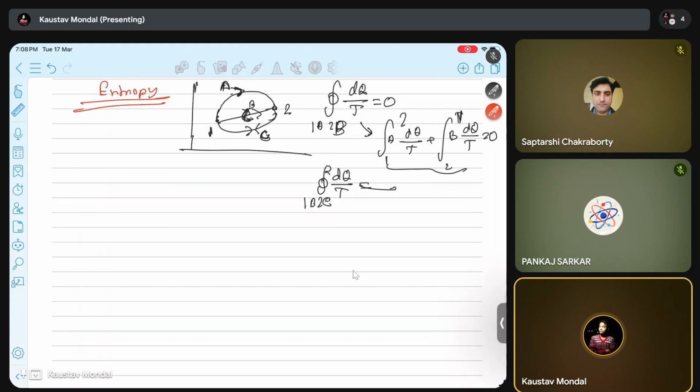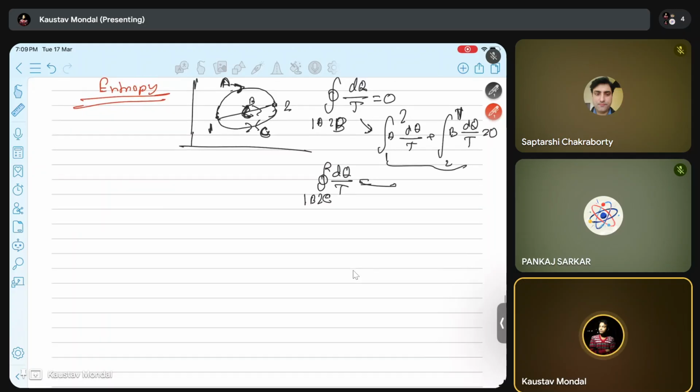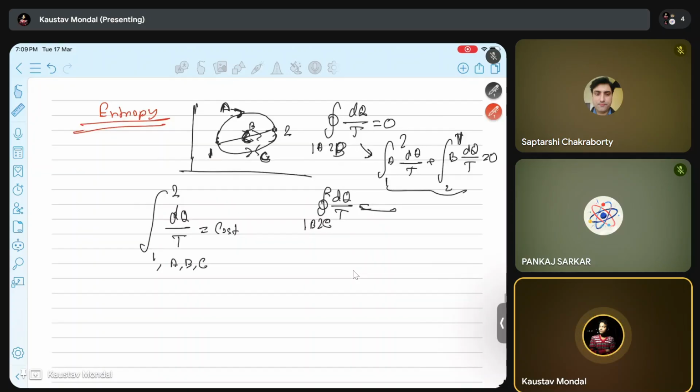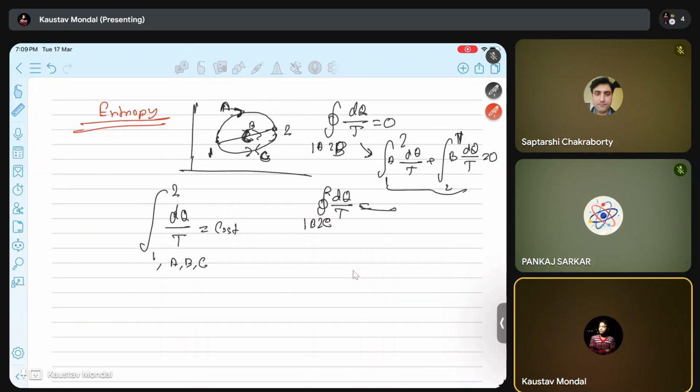So if you take a different path, whatever path you take from 1 to 2 in a reversible way, you will see that this quantity dq by T will remain constant, whether it is path A, B or C. Whatever path you took, dq by T from state 1 to state 2 will always give the same value. So it takes a constant value.